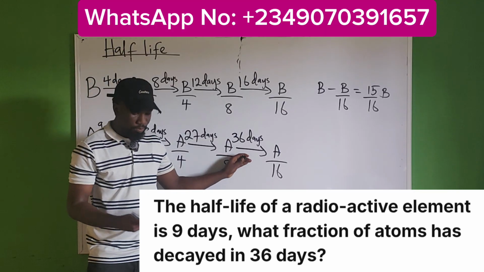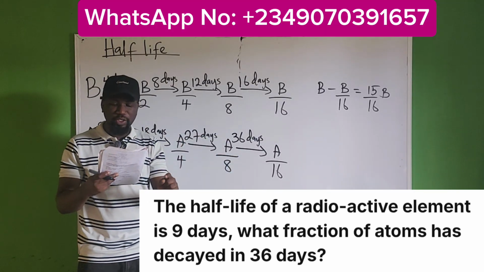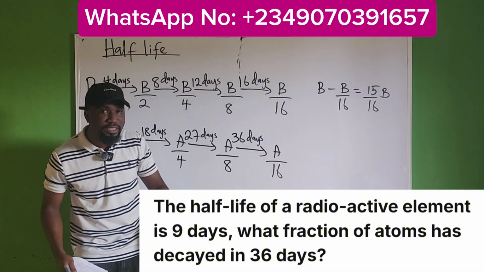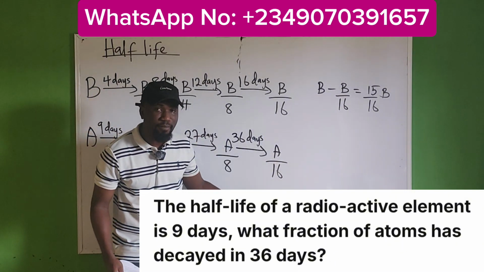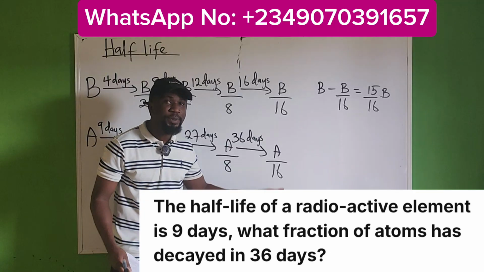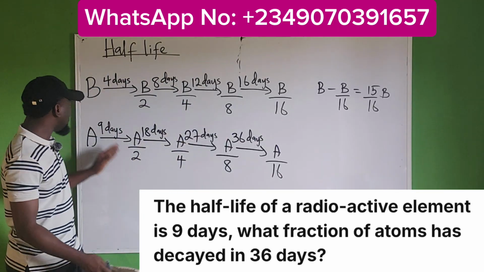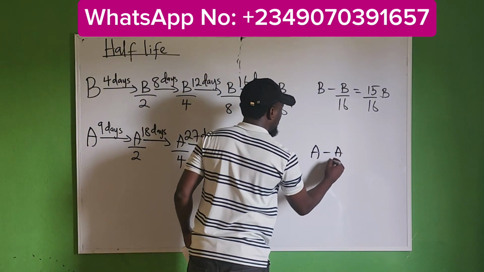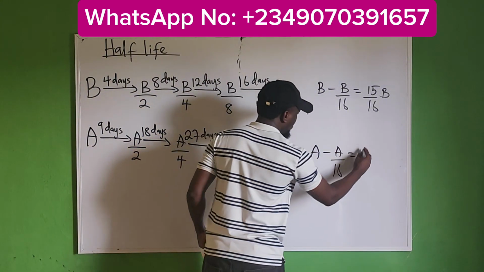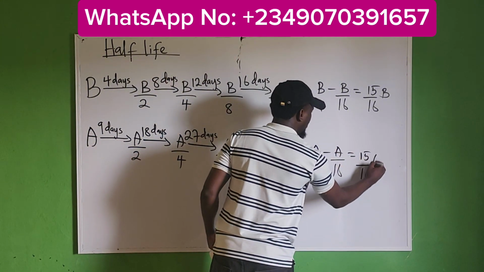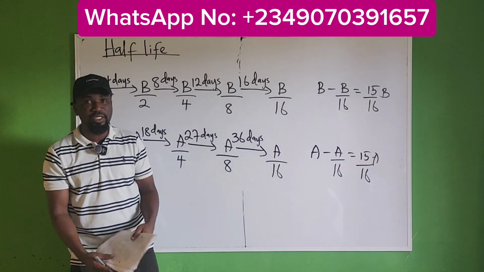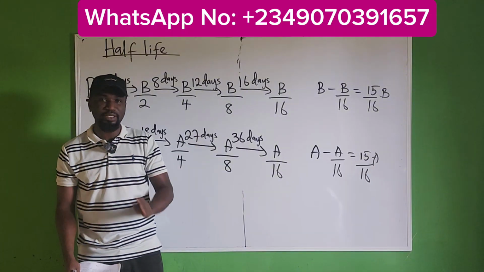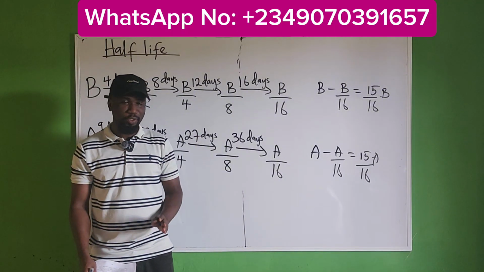So let's stop here, because the question says what fraction of atoms has decayed in 36 days. So what we have left is A over 16. But the fraction of the atoms that has decayed is A minus what? A over 16. A minus A over 16. And this will also give us what? 15 over 16A. Please note the difference between what we have left and what has decayed or disintegrated. Do you understand?